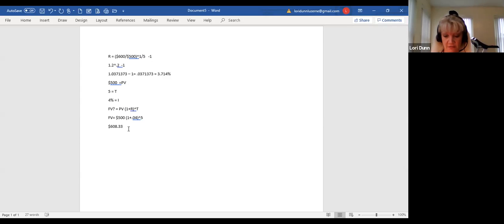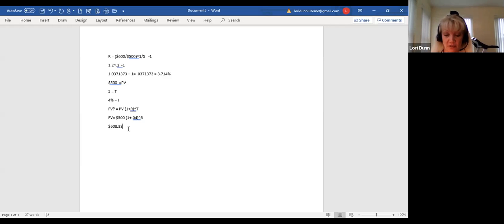Now, for those of you using your calculator, one more time, in your app, the N for your first scenario would be 5. You're going to solve for interest rate, so you use your arrow keys. Make sure your present value amount is 500, either positive or negative, and you make the future value 600 using the opposite sign than your present value. Use your arrows to go back up to the I. Make sure your cursor is flashing there. Alpha, enter, and you get your result of 3.72%, or 3.714.